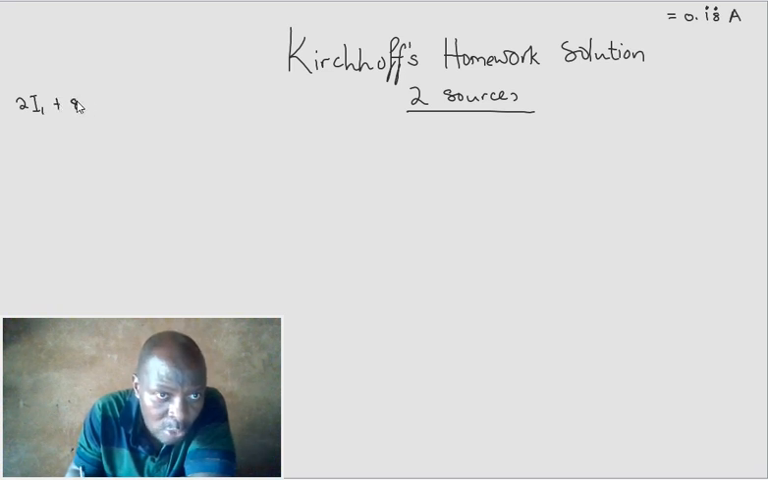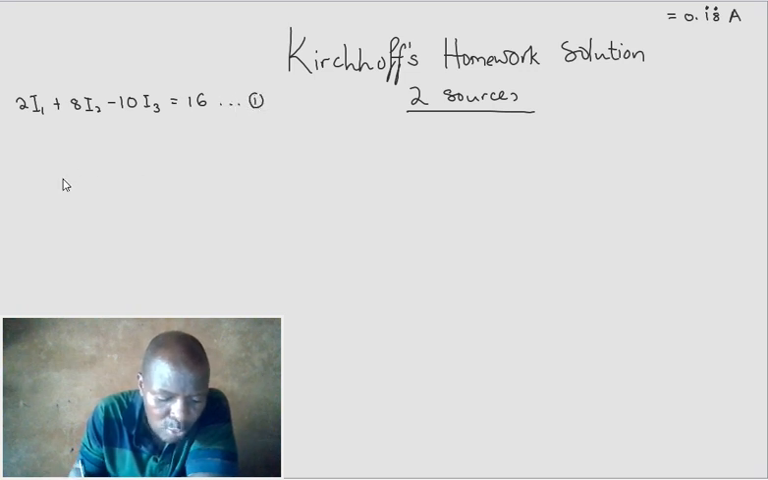It's 8i2 minus 10i3. This was equal to 16. The 16 that we had forgotten. All right, this was equation 1.